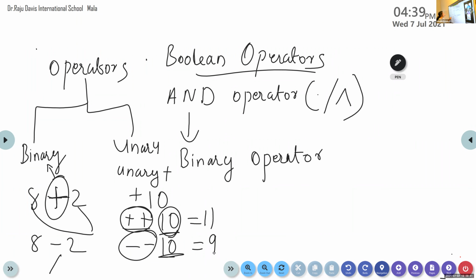So these are the unary operators. We are discussing operators. Two types of operators are there, binary operator and unary operator. A binary operator is an operator that uses minimum 2 operands. A unary operator is an operator that uses only one operand. So we will continue in the next class.